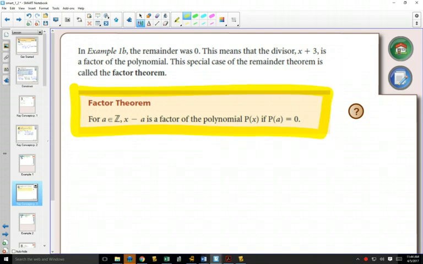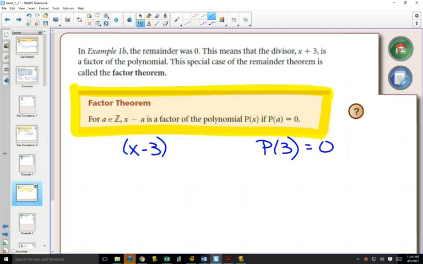The factor theorem says, same thing, if we're thinking about x minus 3, just to use numbers, sometimes numbers are easier to visualize rather than x minus a. If you plugged in 3 into your polynomial and it was equal to 0, that tells you that x minus 3 would be a factor. And this is called the factor theorem. Basically, the factor theorem is just a specific case of the remainder theorem.